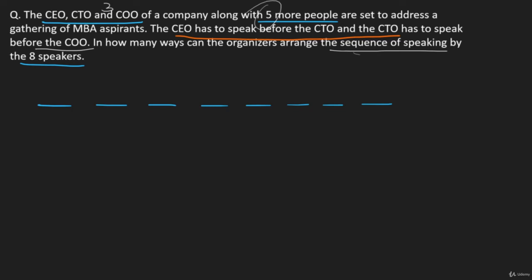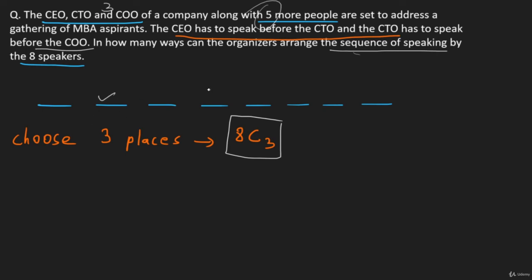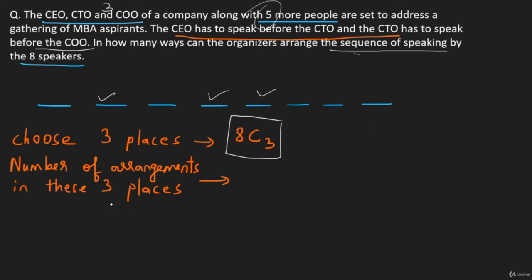All right. Now, the first step over here is let's make 3 places for the CEO, CTO and COO, right? So let's choose 3 places out of the 8 available places. This can be done in 8C3 ways, which is selecting 3 out of 8, right? Out of these 8 places, we choose 3. Now, if we choose any 3, let me, for example, choose this position, this one and this one. Now, among these 3 positions, in how many ways can we arrange the CEO, CTO and COO? Let's think of that. The number of arrangements in these 3 places for the CEO, CTO and COO. You can do that only in one way, right?